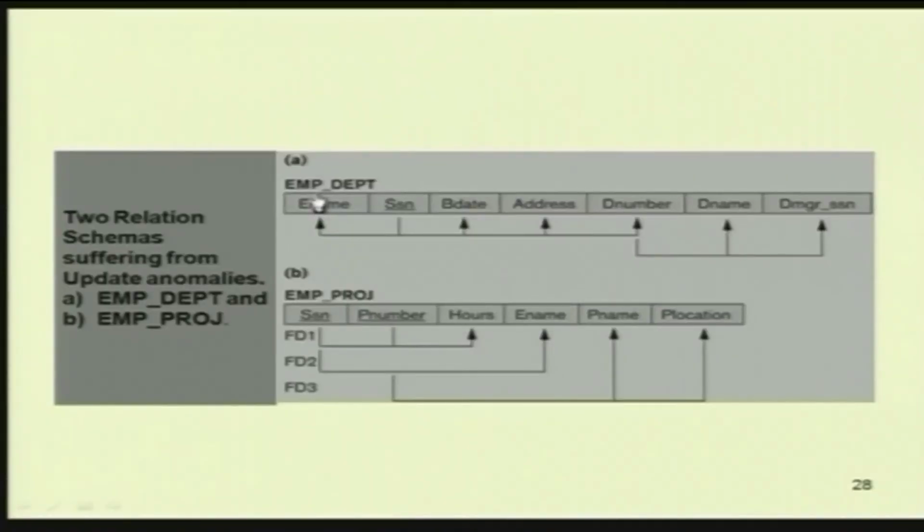Similarly, delete anomaly: when a project is deleted, all the employees associated with that project also get deleted according to this bad design, or if the employee is the sole employee associated with that project and this employee is deleted, the project also gets automatically deleted. So, these are problems. Now, look here, employee department. The employee is associated with the department. So, when the employee leaves and he is the only person, the department gets deleted.